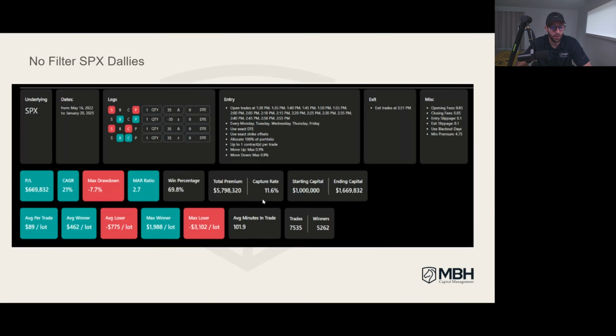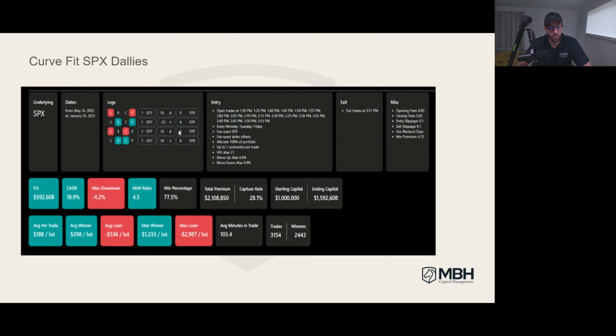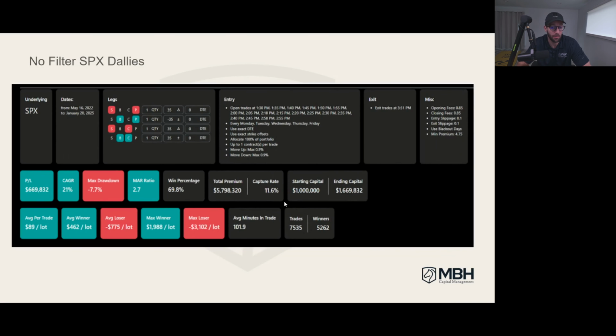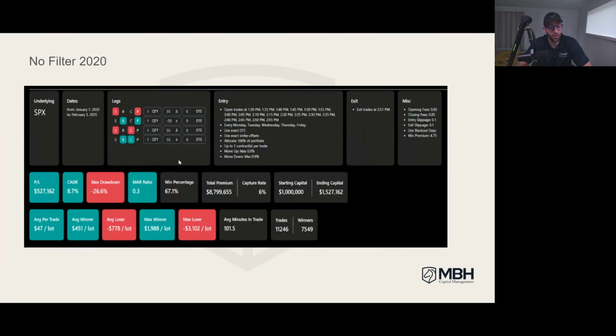And now if we look at no filter from this, SPX dailies point, we can see that it goes down from 28% PCR to 11% PCR just from those basically few high days. And then if we show this from 2020 forward with no filter, now it's only having 6% of returns.